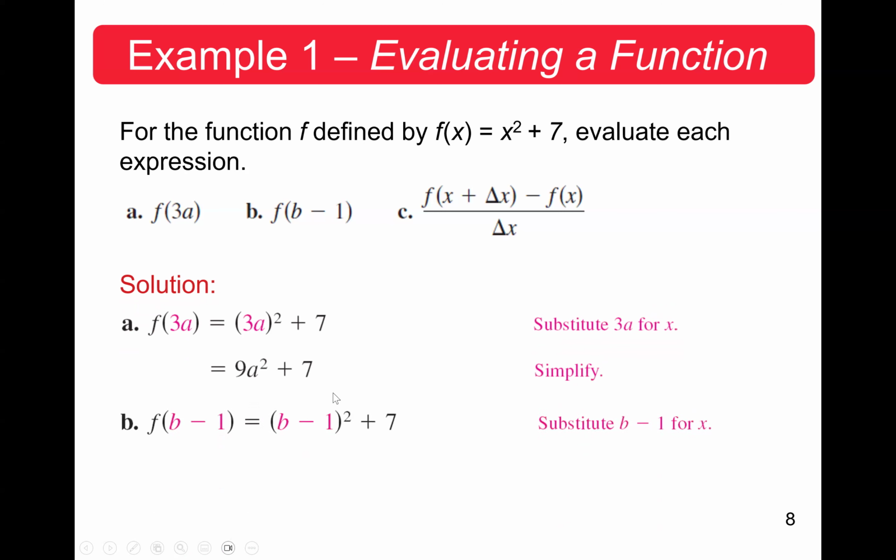Now let's look at b. In b, we have f at b minus 1. This means x equals b minus 1. So we get (b minus 1) squared plus 7. We open the parentheses and get b squared minus 2b plus 1 plus 7, which will give us b squared minus 2b plus 8.